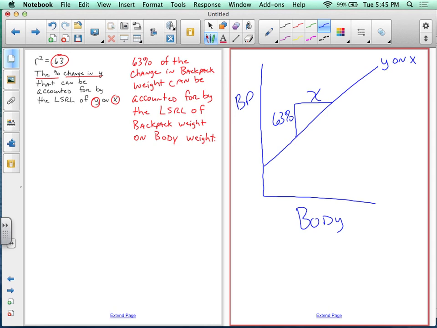the body weight. What that leaves is 37% is going to be explained by such things as maybe the person is taller, maybe the person is in better shape, maybe the person has a disability such as maybe they have one arm or one leg and they can't carry as much. So the other 37% is being accounted for by other items. And that there is going to take care of your percentages, your R squared, and your residual plot.